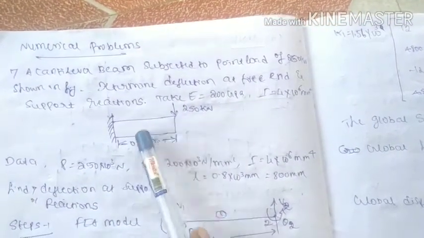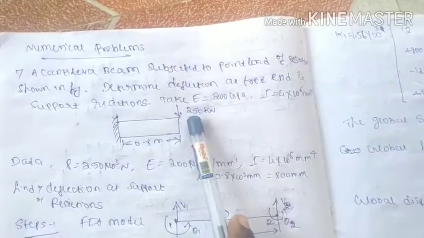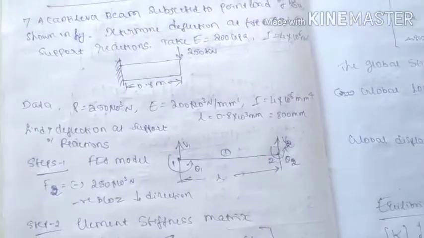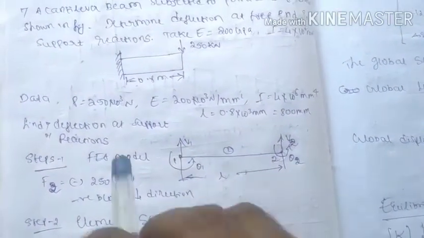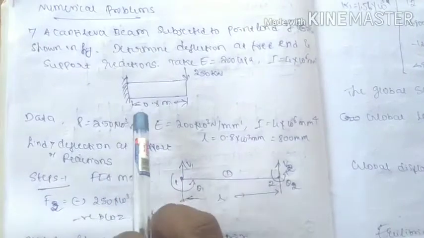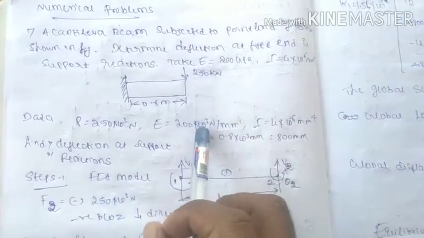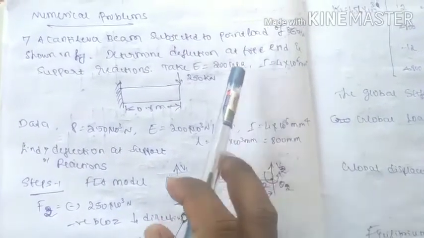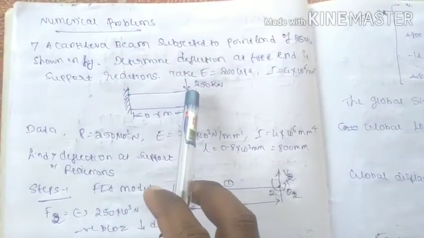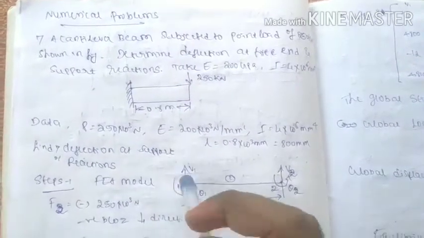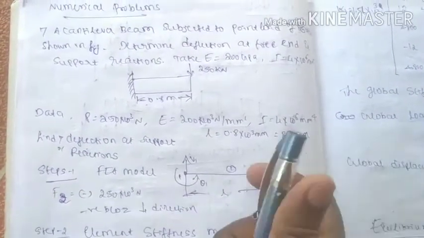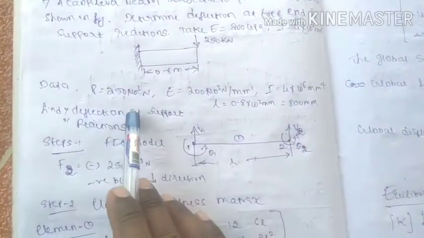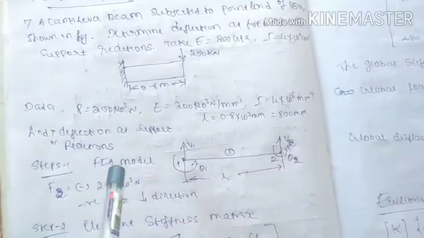This is simply a point load. The length of the beam is 0.8 meter and the load given is 250. So first we write the data. Young's modulus is 200 GPa, that is 200 into 10 raised to 3 Newton per mm square. Moment of inertia is 4 into 10 raised to 6 mm to the power of 4, and the load is 250 kilo Newton. First we need to write the FEA model as the first step. We need to find the unknowns: the deflection as well as the reactions.